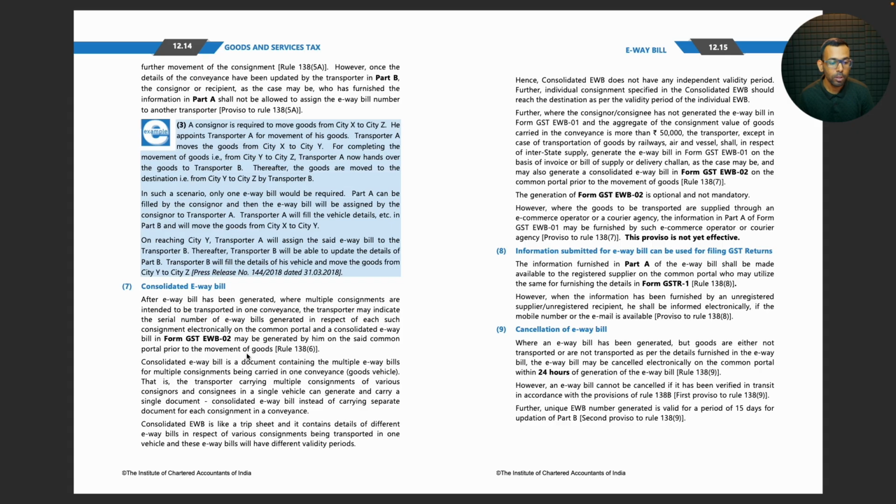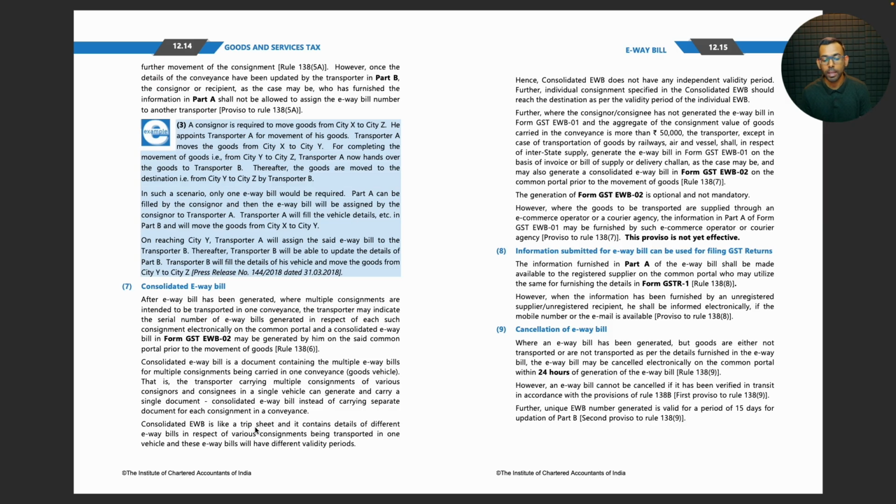the movement of goods. Consolidated e-way bill is a document containing the multiple e-way bills for multiple consignments being carried in one conveyance, that is, the transporter carrying multiple consignments of various consignors and consignees in a single vehicle can generate and carry a single document, the consolidated e-way bill, instead of carrying a separate document for each consignment in a conveyance.